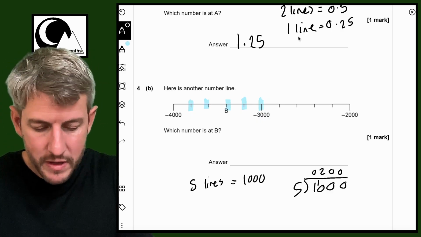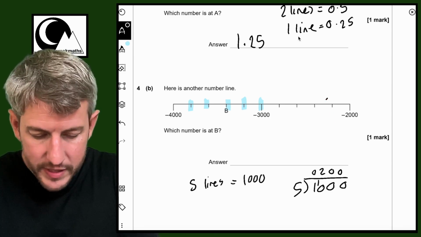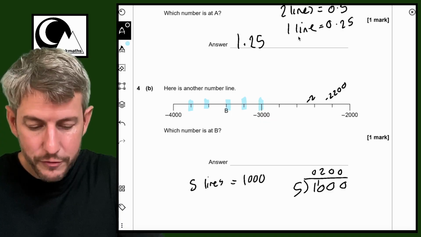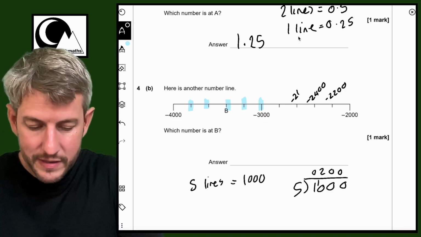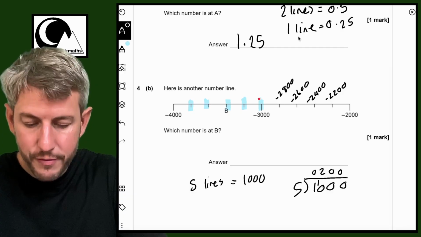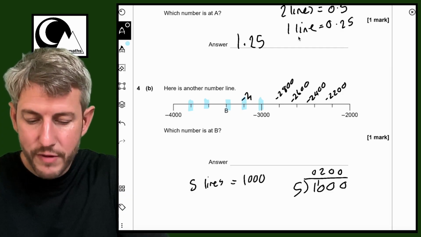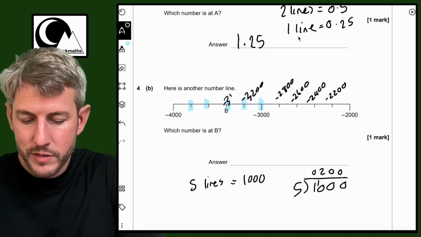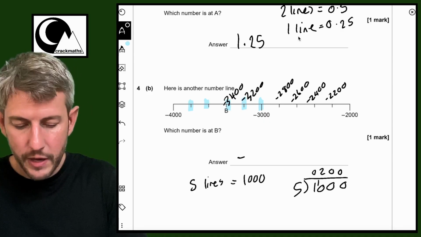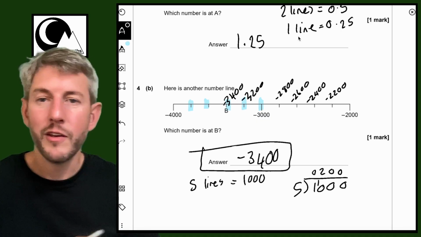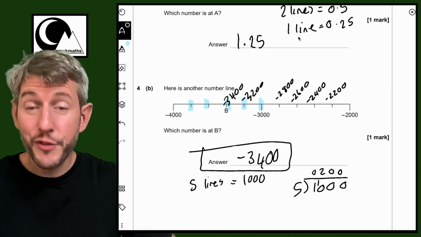So what we're going to do is this is going to be minus 2,200. This would be minus 2,400. This would be minus 2,600, minus 2,800, minus 3,000. So this will be minus 3,200. So B will be at minus 3,400. So there we go. Minus 3,400. Okay, great. Right, let's move on to the next question.